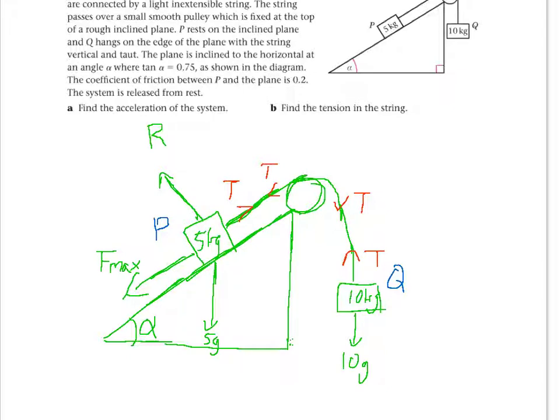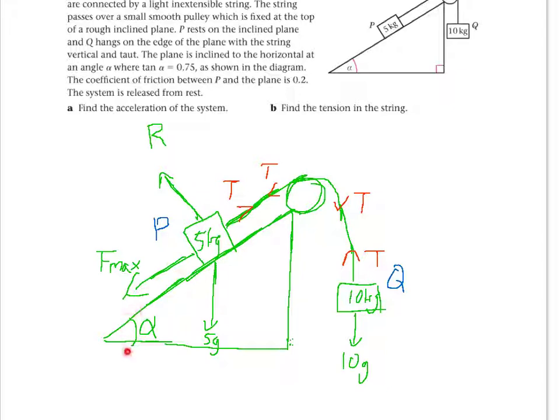But remember, when we're resolving forces, we resolve forces perpendicular to each other. So if we're going to look around P, we're going to look at the forces acting up the plane and perpendicular to the plane. So this weight 5g, we need to find the component of the force that is acting parallel to the plane and perpendicular to the plane. Right, to do that we need to find out this part and this part.